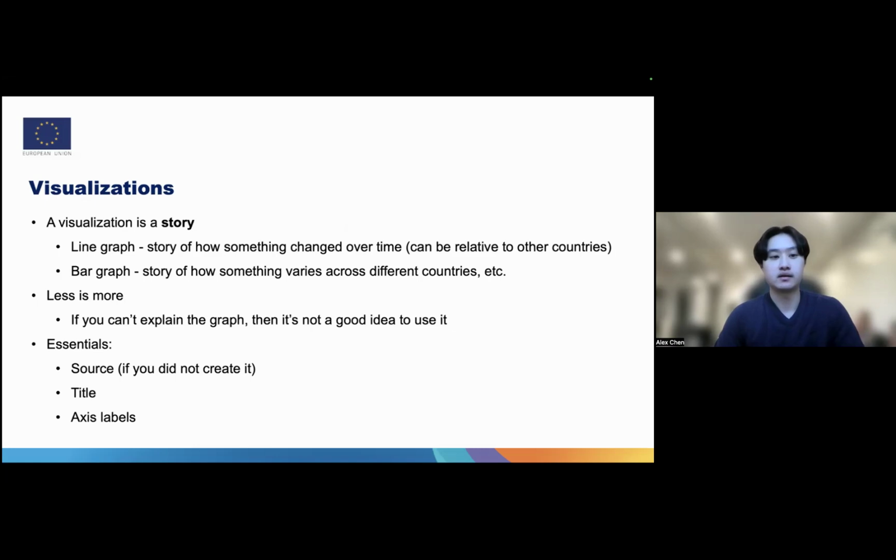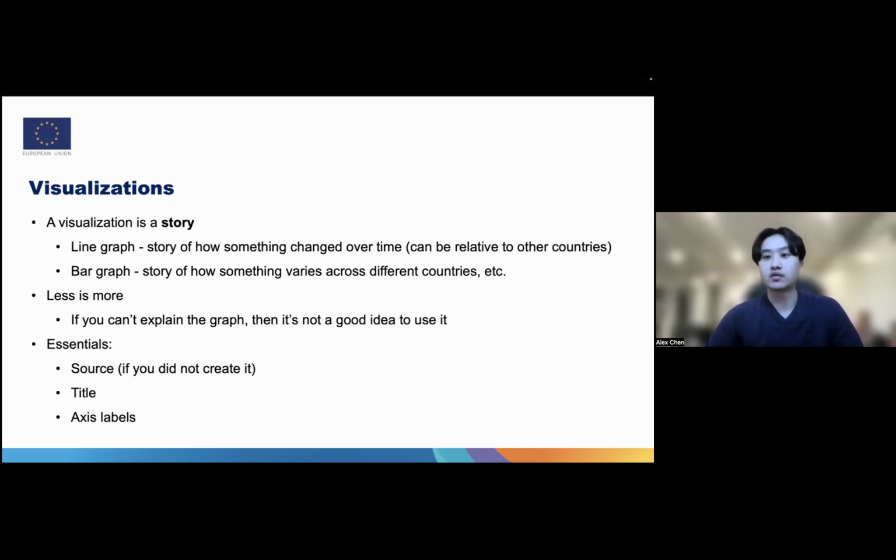So moving on to another key aspect of presentations: visualizations. How I like to think about it is that a visualization is a story. Different types of graphs that you're probably going to use in your presentations include line graphs, right? This is a story of how something changed over time, and it could be relative to other countries. You might have three different lines on the same graph, and make one a different color to highlight the country that you're focusing on.